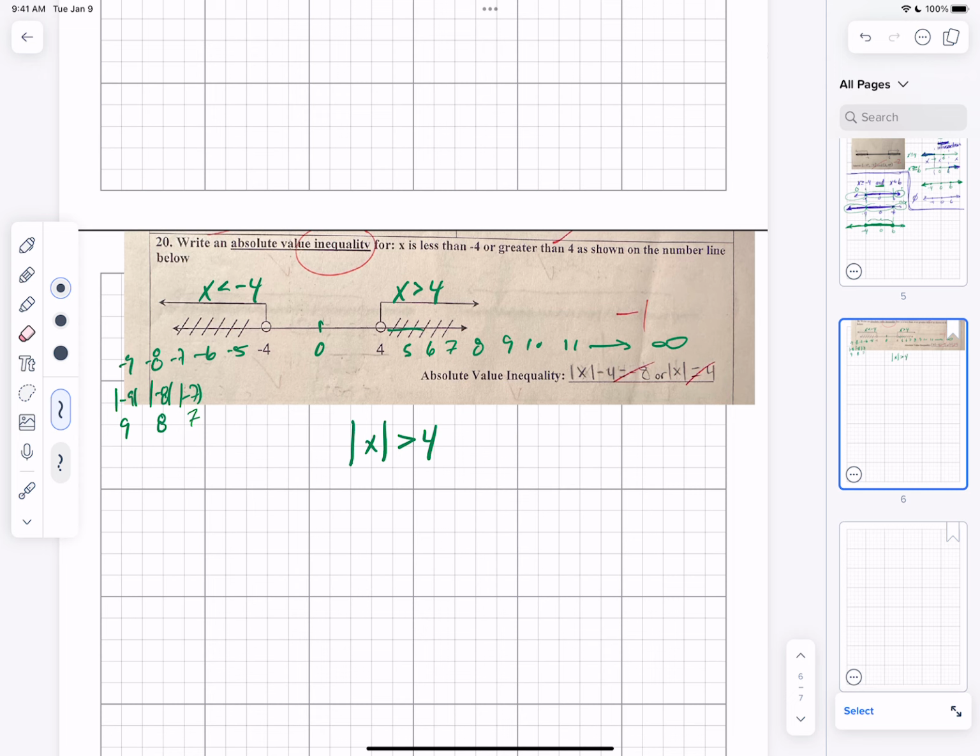But the absolute value of all of these numbers is greater than 4, because the absolute value of -5 is 5. Absolute value of -6 is 6. Over here, the absolute value of x is greater than 4 also, because positive numbers are the same as their absolute value. So there we go.